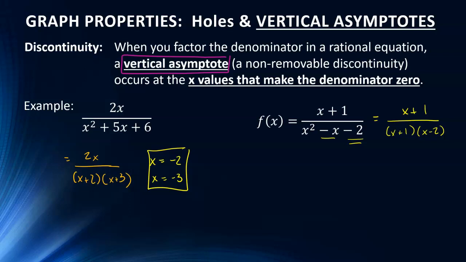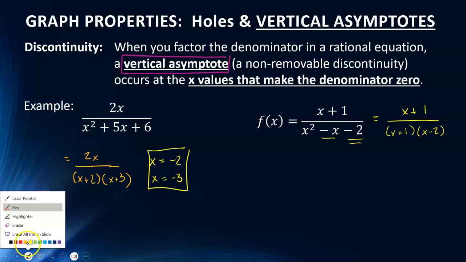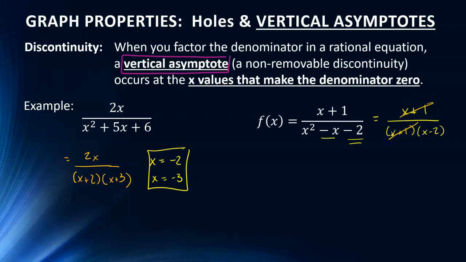All right, so now when we look at this, you should recognize that the x plus 1 and x plus 1 would cancel each other out. So it means we're going to have a hole where x equals negative 1.